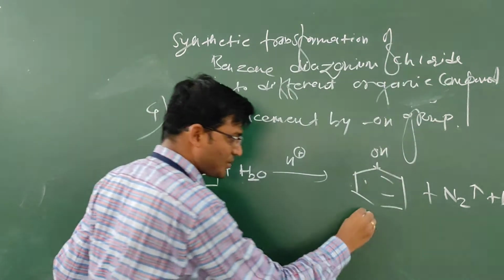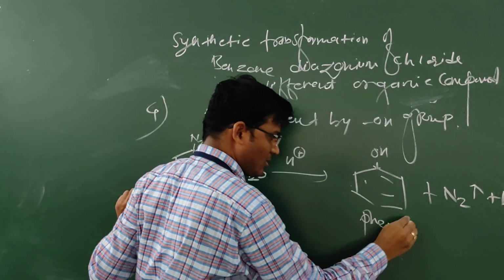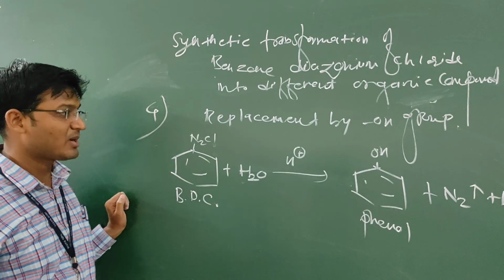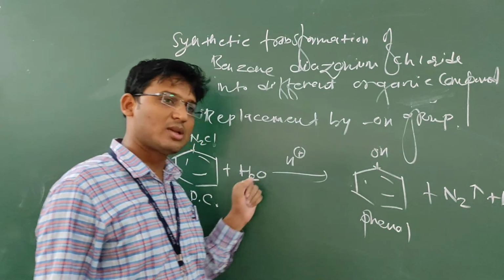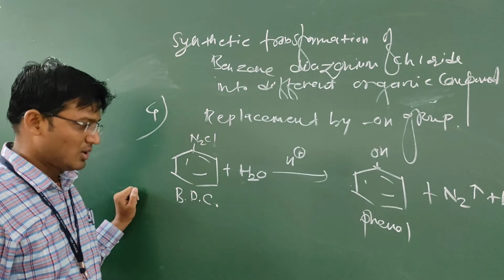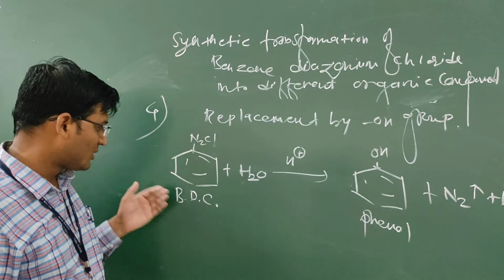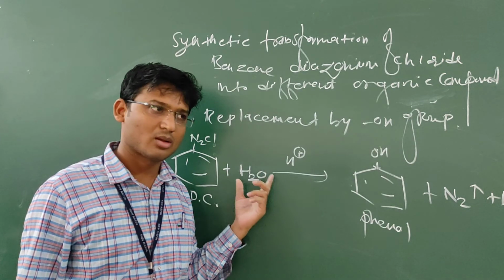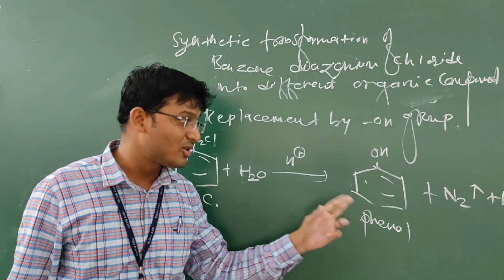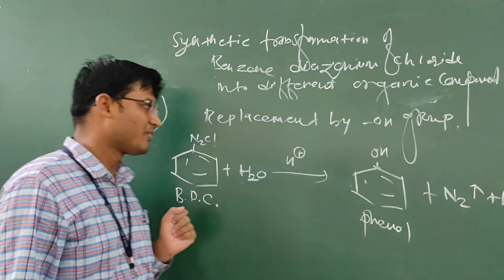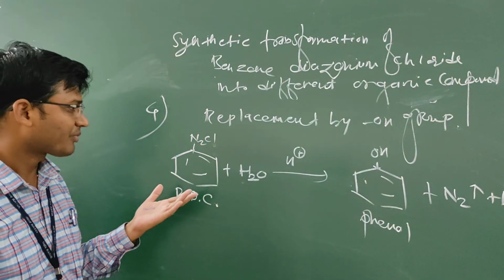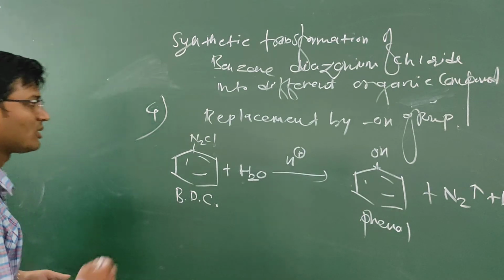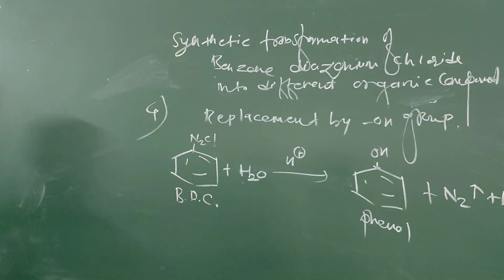Here phenol is formed. From benzene diazonium chloride we can prepare phenol also. Phenol has a lot of synthetic utility. When benzene diazonium chloride reacts with an aqueous solution of dilute sulfuric acid, it forms phenol with the liberation of N2 and HCl. This is the fourth reaction of benzene diazonium chloride.